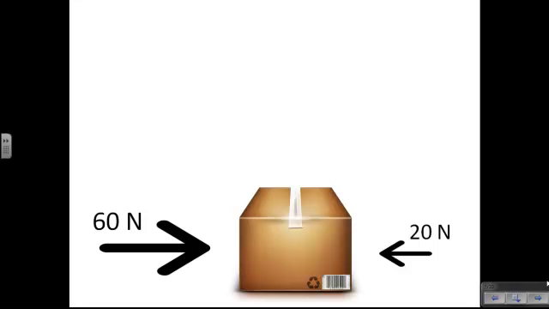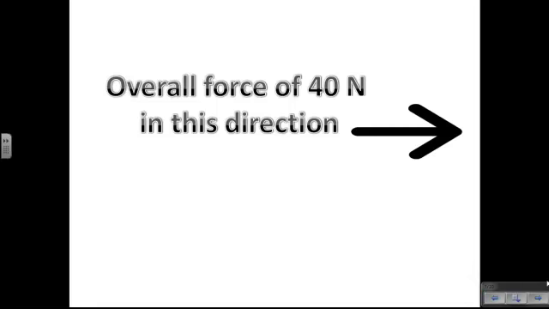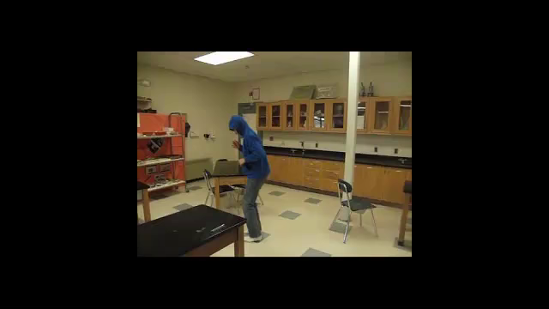And this is where vectors come in handy. You can see the difference in size, the difference in direction. What we're going to have is a very simple math problem here. 60 minus 20, an overall force of 40 newtons in the direction going to the right. All right? We refer to this as the net force. Right? It's the sum of all the forces. You take the 60 in one direction, subtract the 20 in the opposite direction, we have a total of 40 newtons in one direction. That's referred to as the net force.